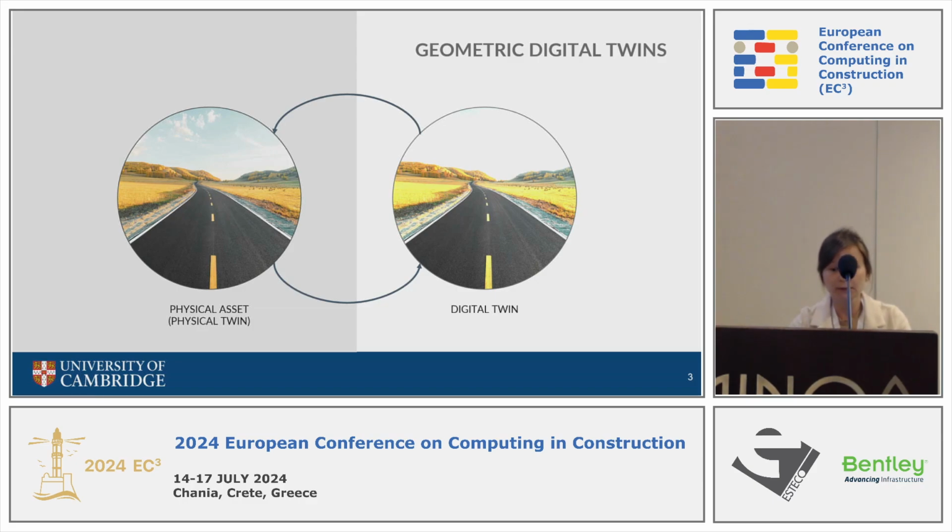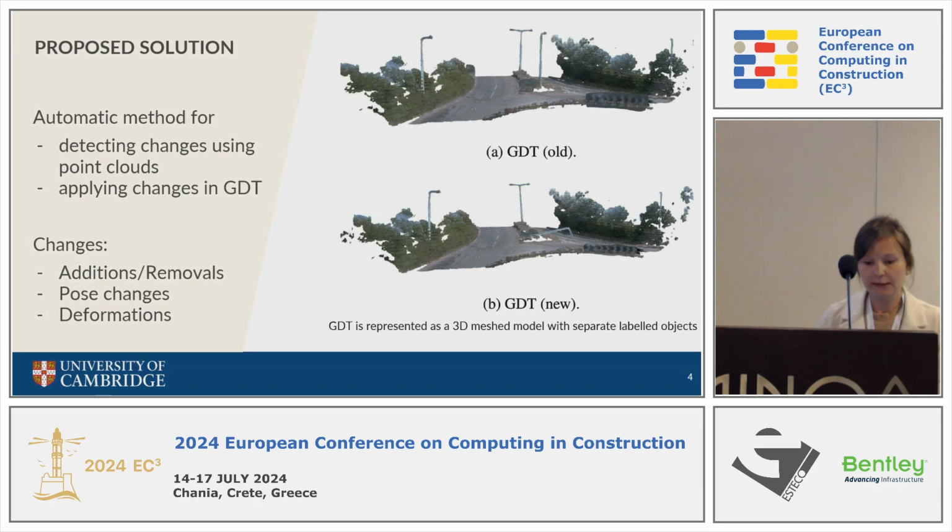And here we are going to talk about geometric digital twins, which are the part of digital twins that focus on the geometry of the objects, their 3D shapes, along with relationships between them. So in our work, we focus on creating an automatic method for updating those geometric digital twins.